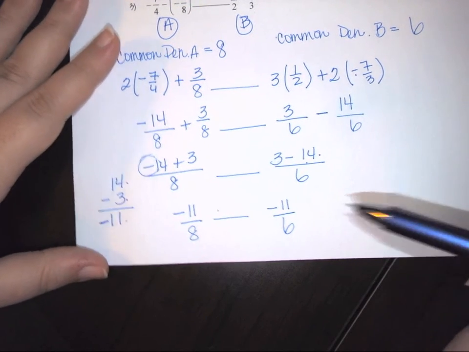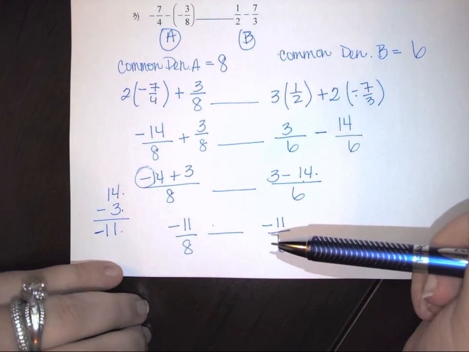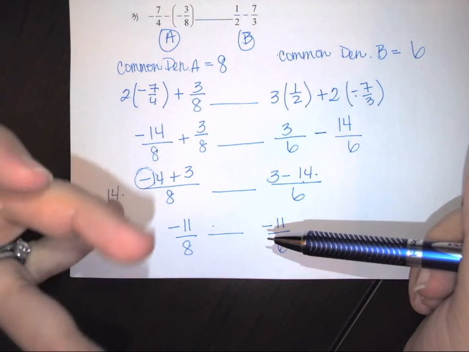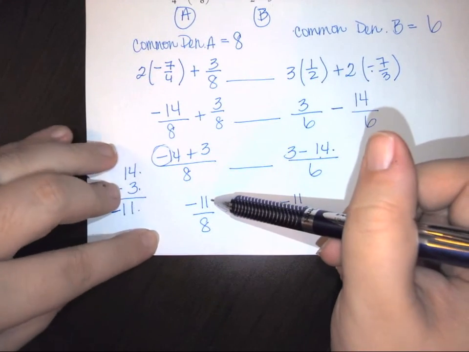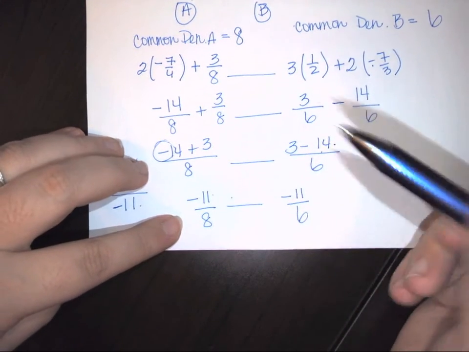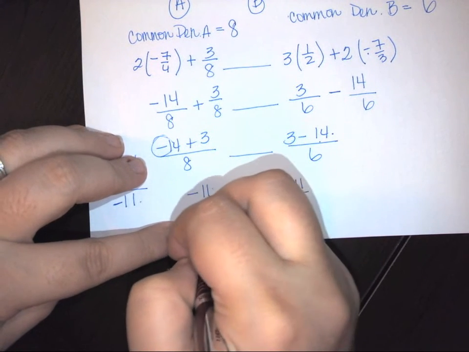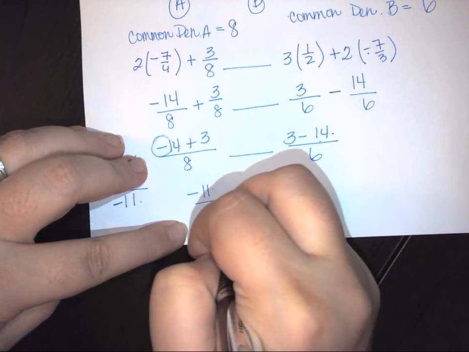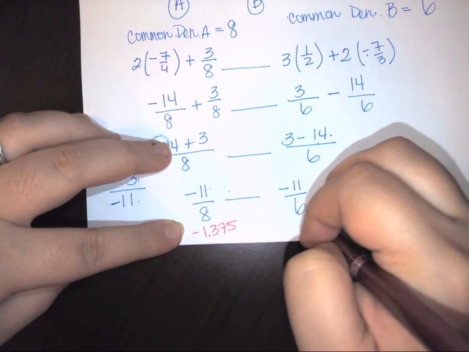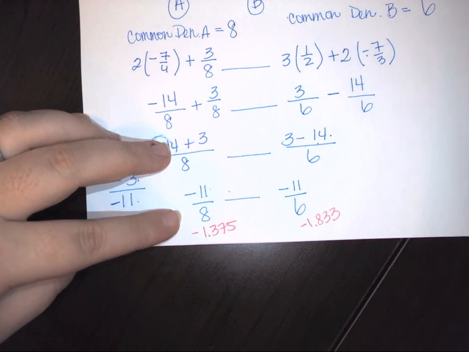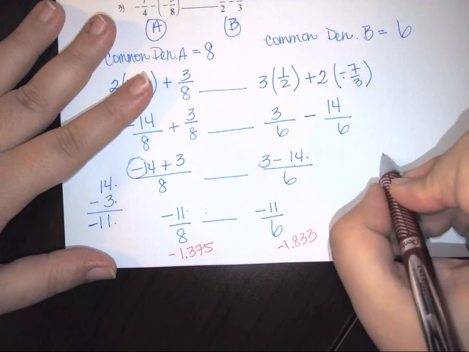Now if we look at these, we need to know which one is bigger. So there's a couple things that we could do. First of all, you could pull out your basic calculator and you could find out what 11 divided by 8 is. And you would find out that this would be negative 1.375, and on the other side you'd have negative 1.833. The other thing that you could do is you could have done old school division.